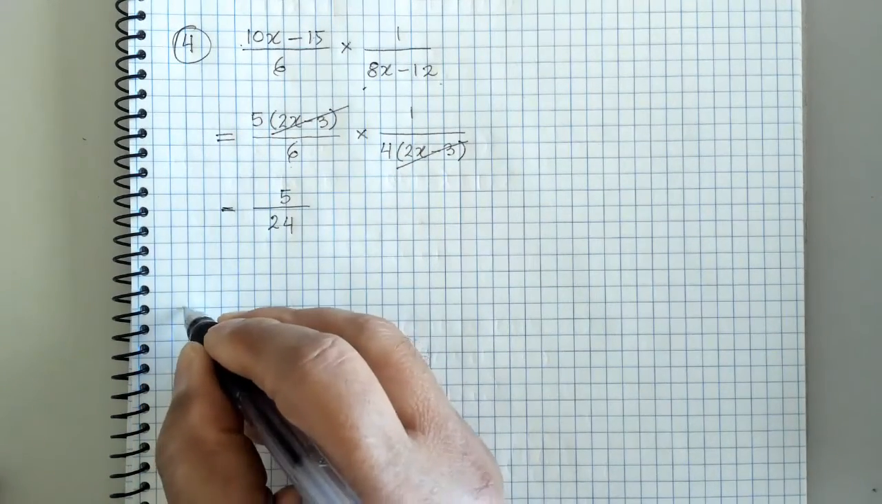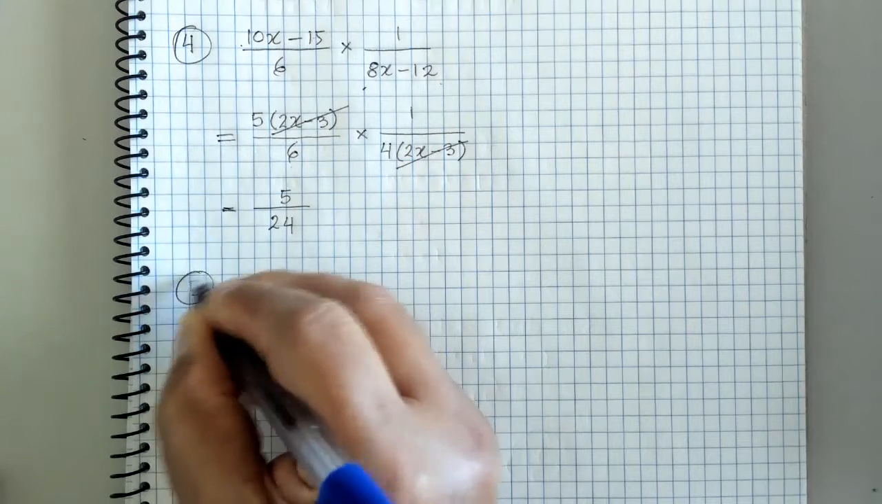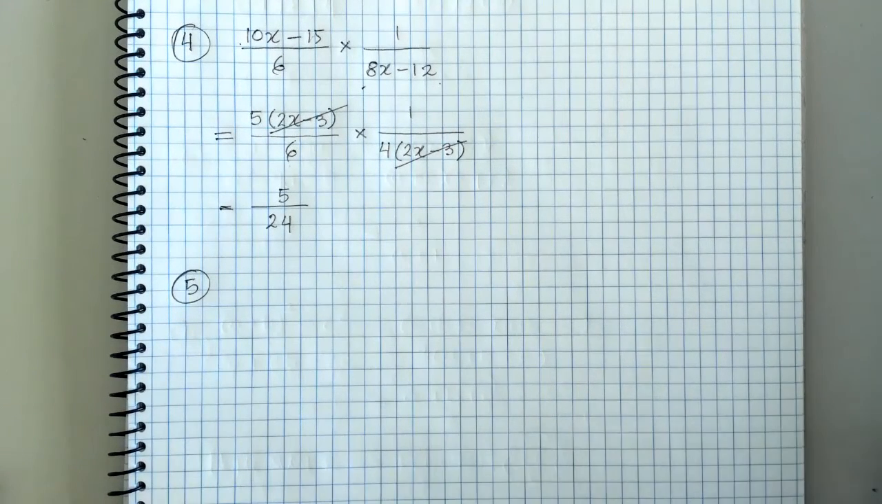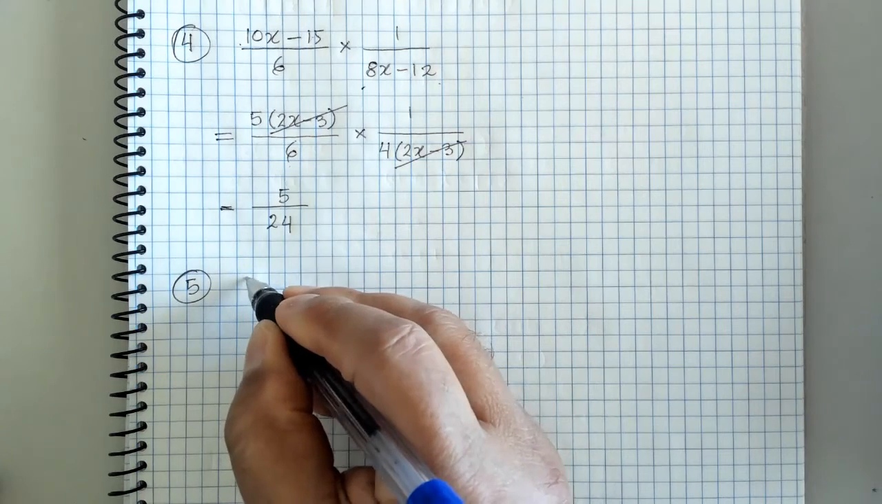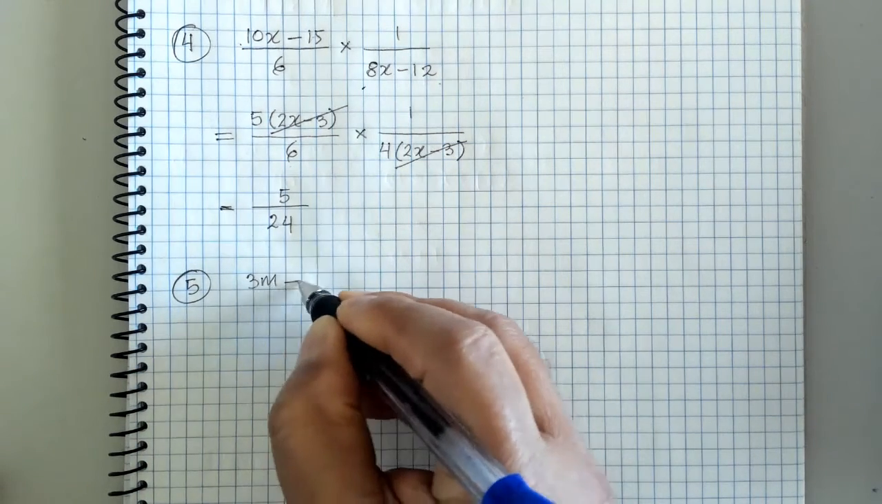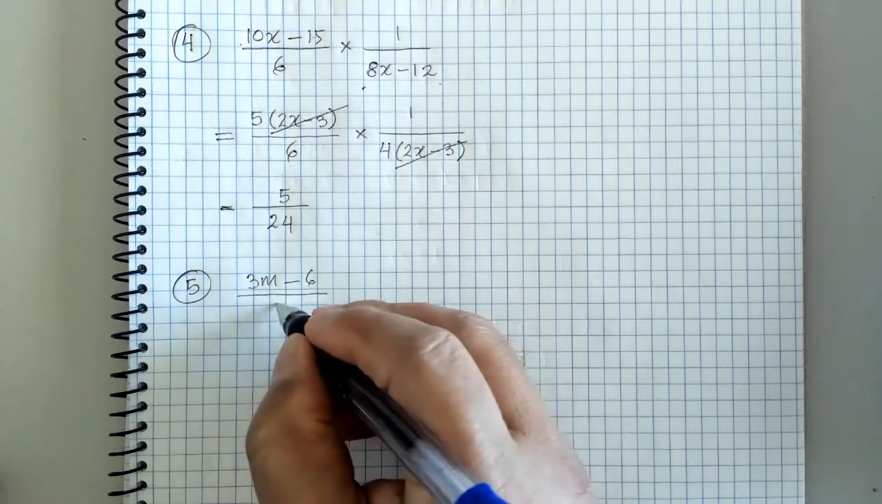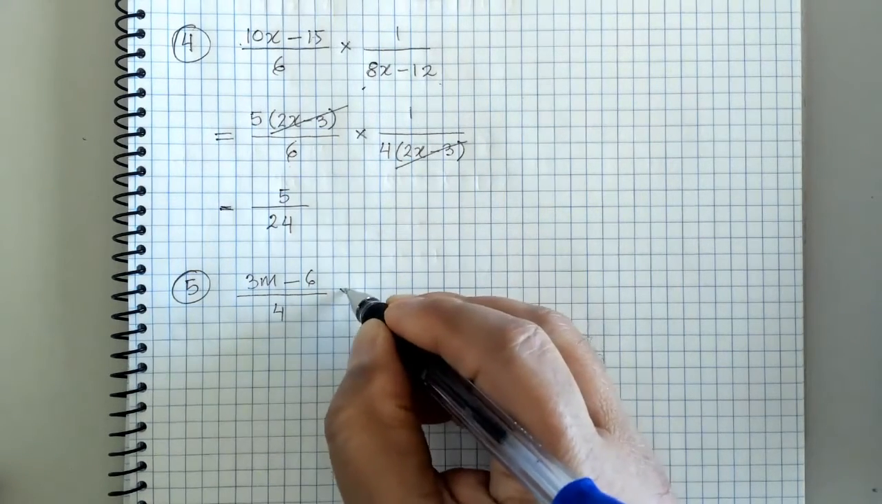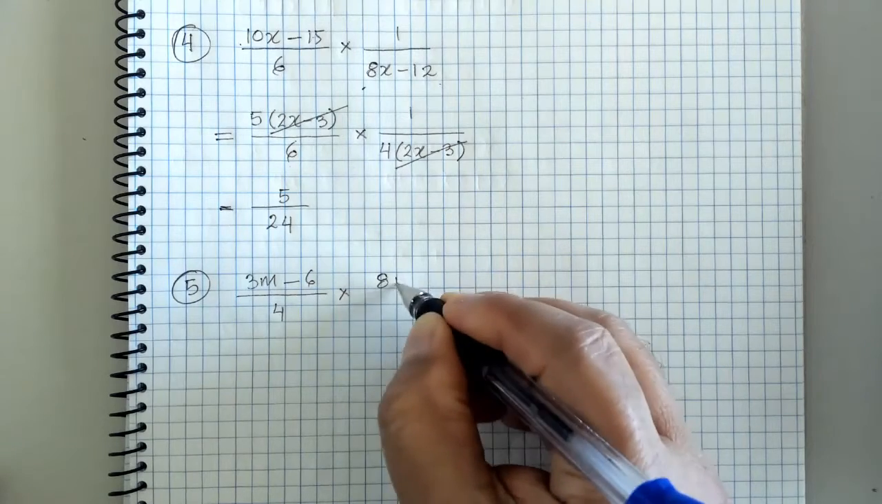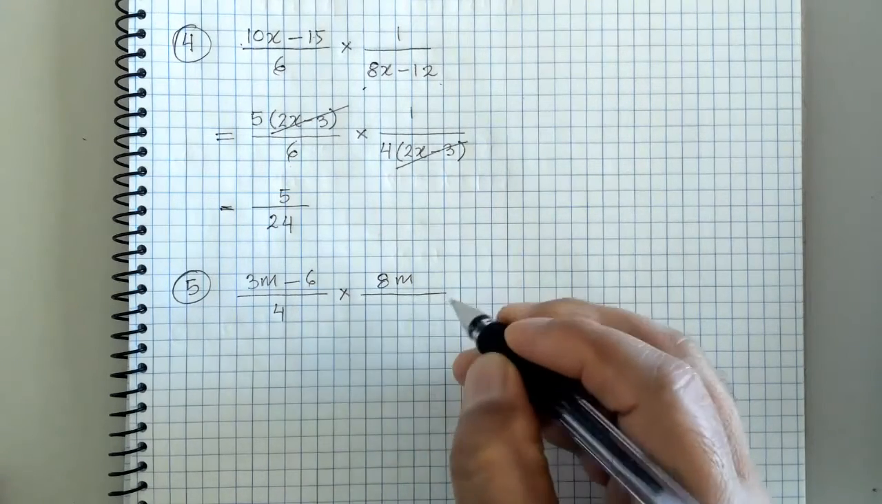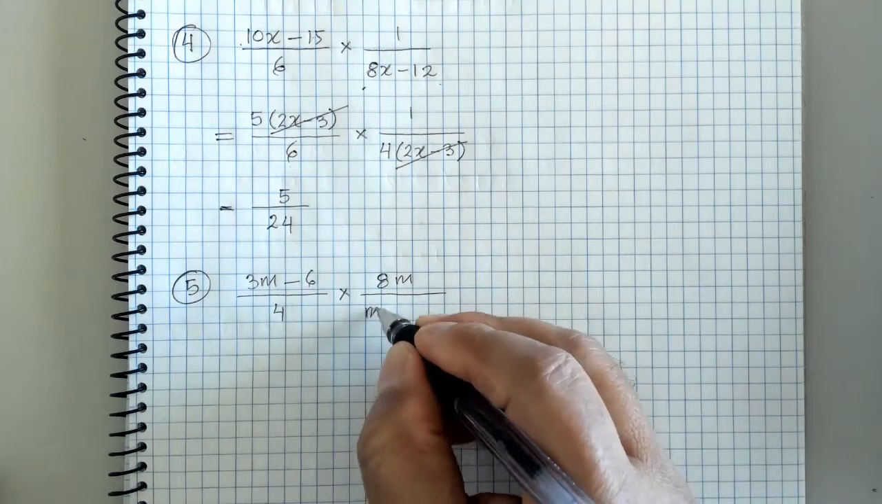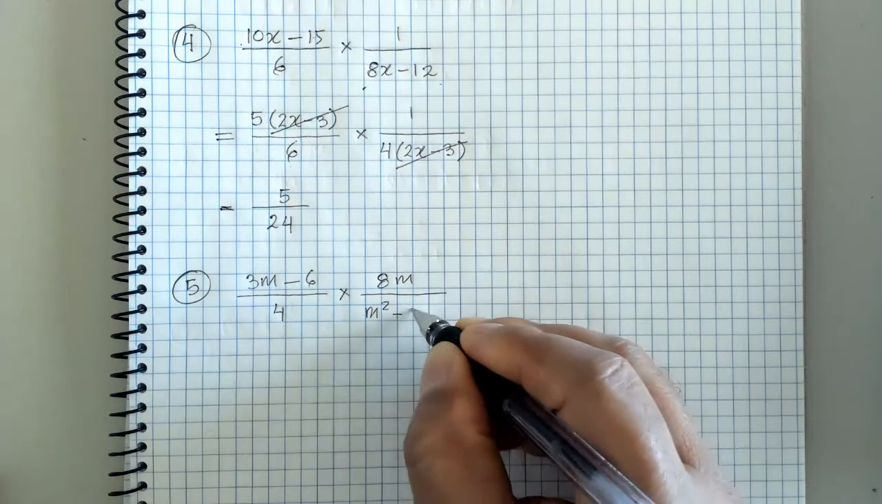Question 5. I said that we need to increase the level of difficulty very, very quickly if we are going to finish this. So let's say that you have now 3m minus 6 divided by 4, and then multiply by 8m divided by m squared minus 2m.